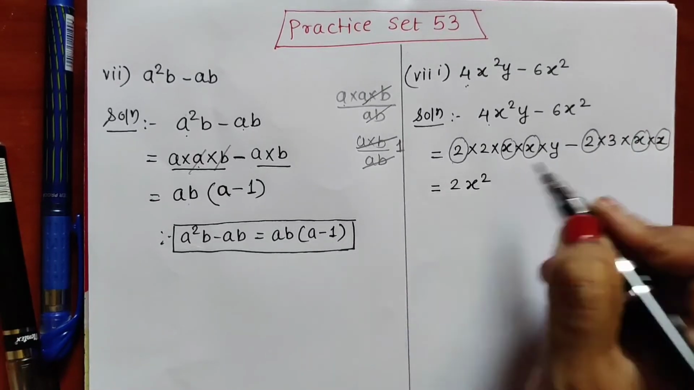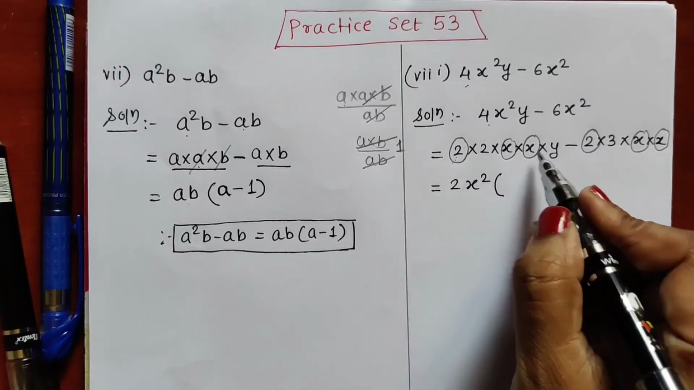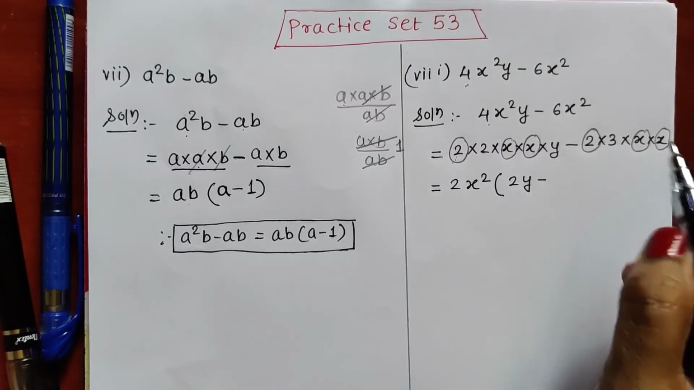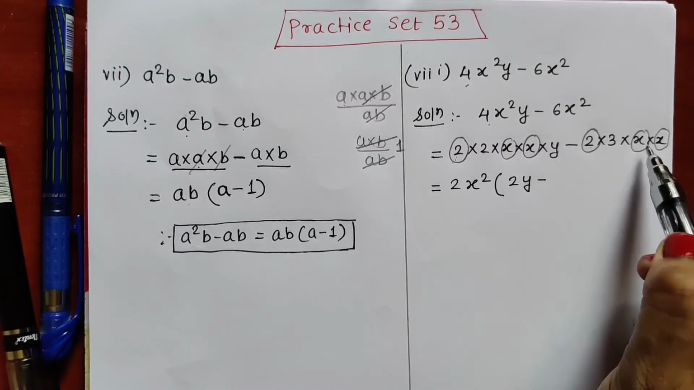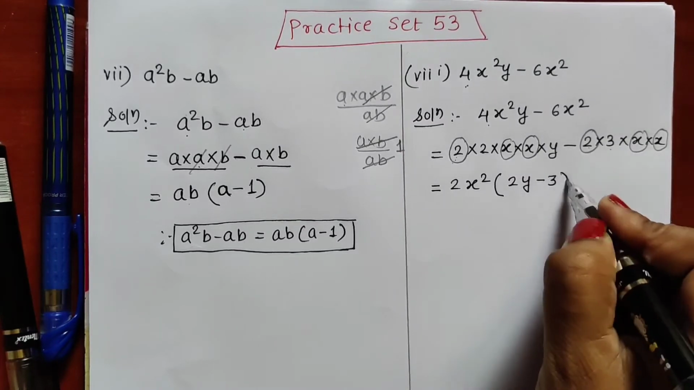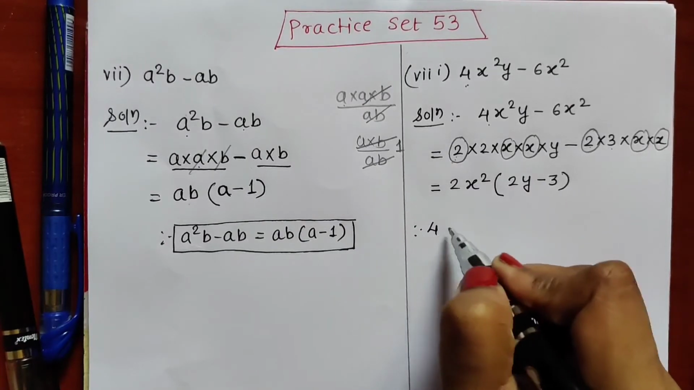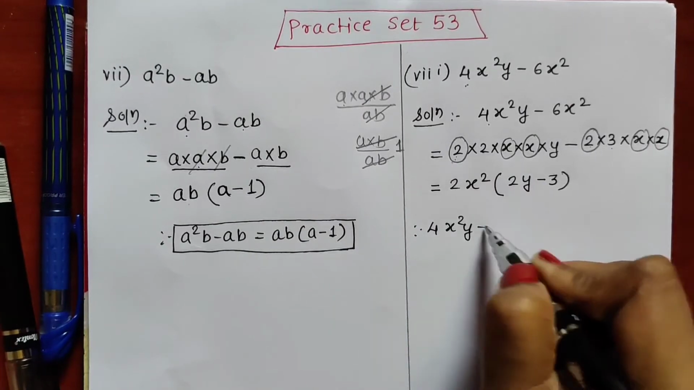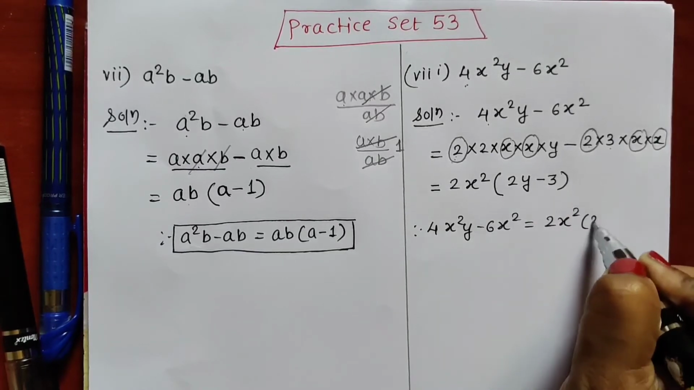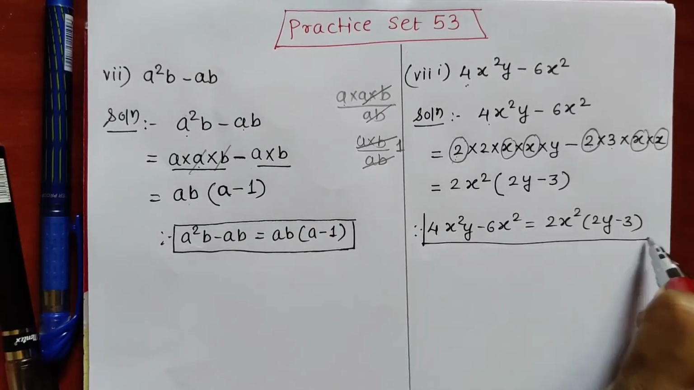2x square is common. From the first term, 2x square is taken out common, and 2y is remaining. Minus, from the second term again 2x square is taken out common, so only 3 remaining. So in this way we are getting the answer. Therefore 4x square y minus 6x square is equal to 2x square times (2y minus 3). Put the box.